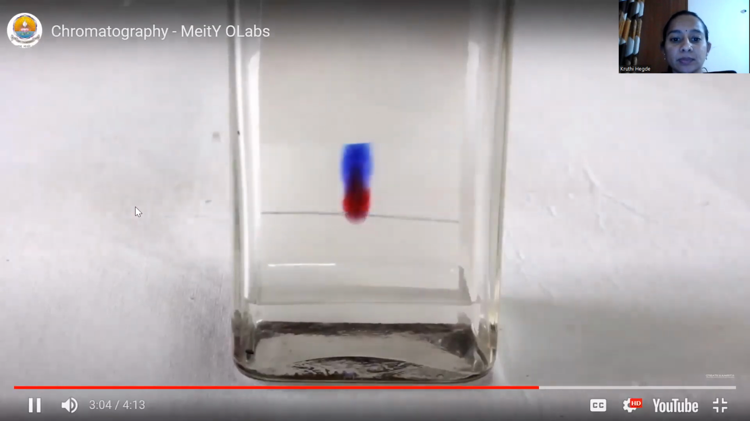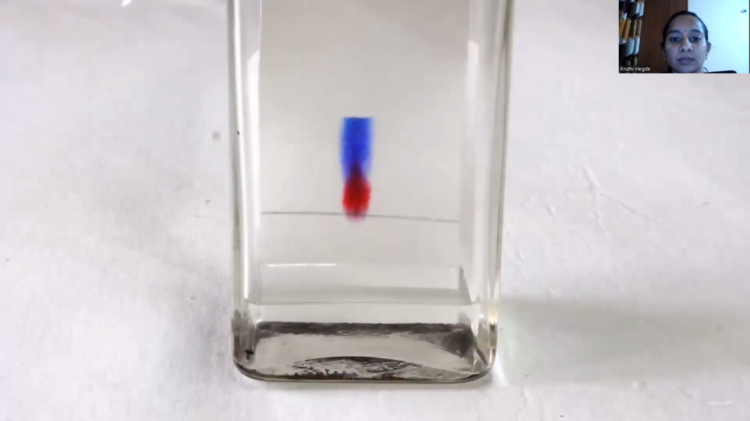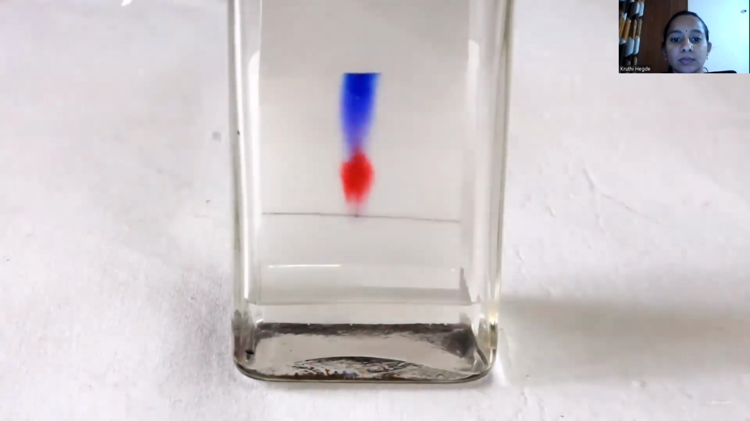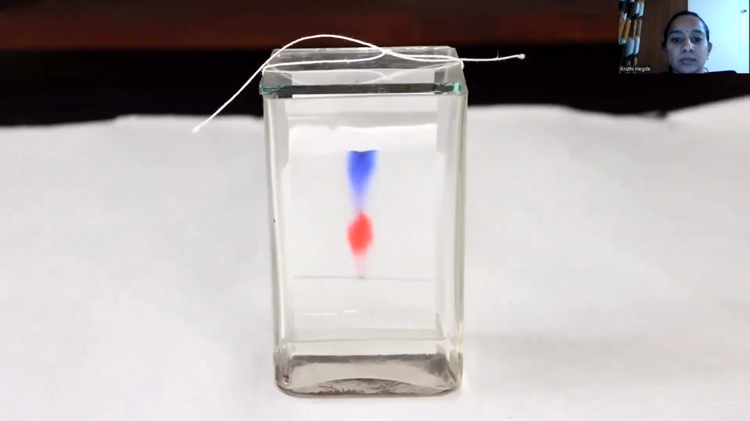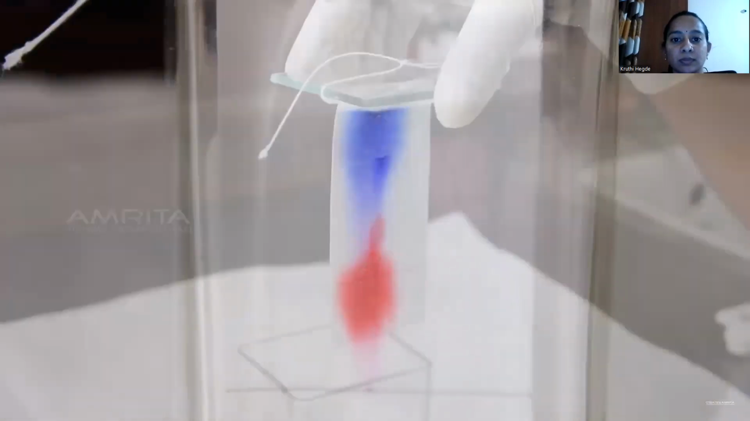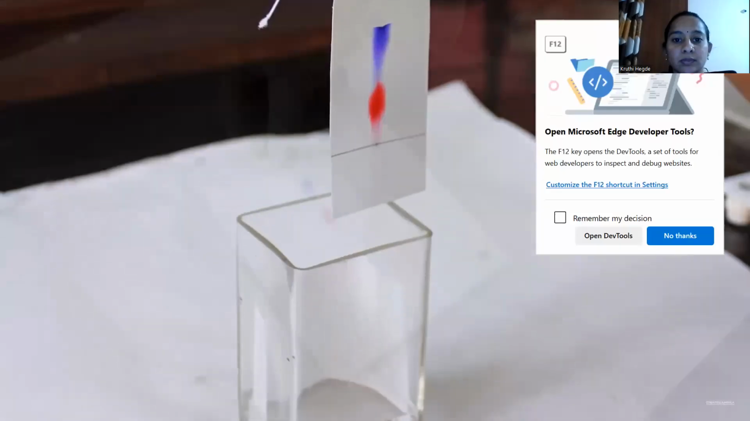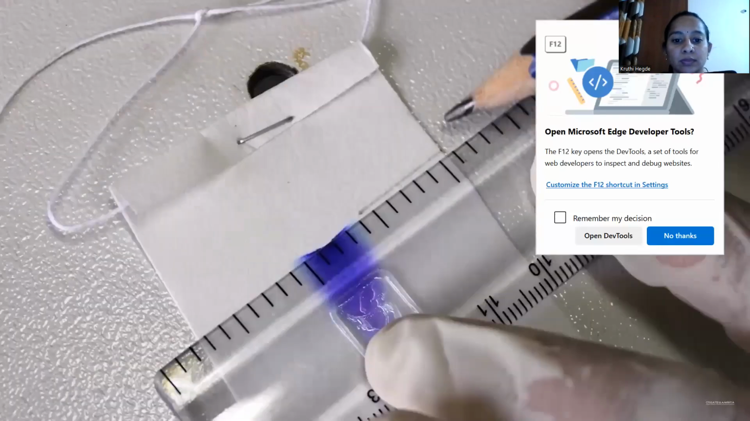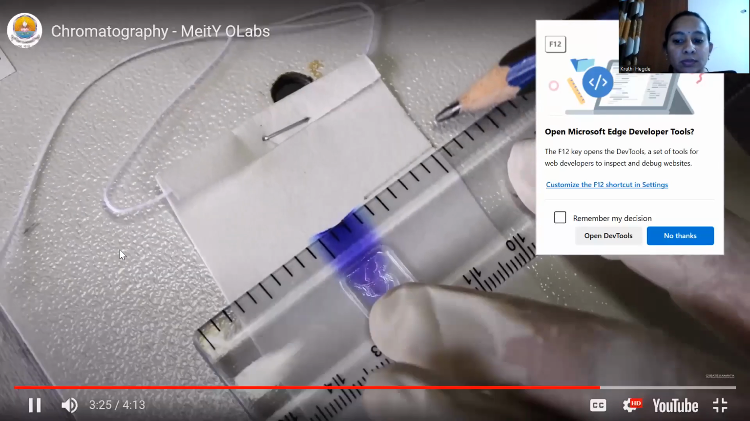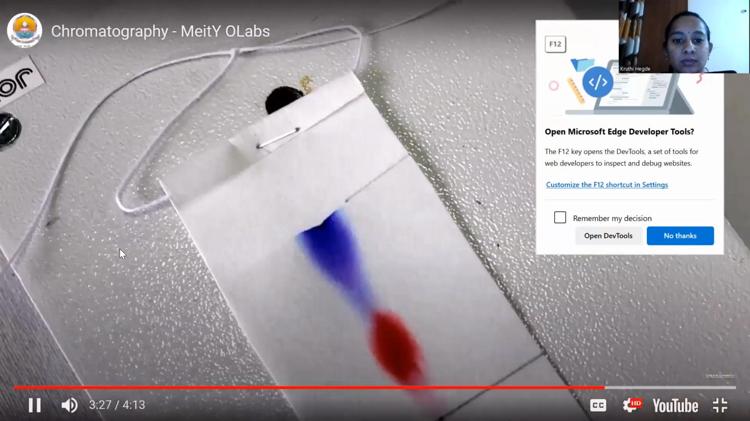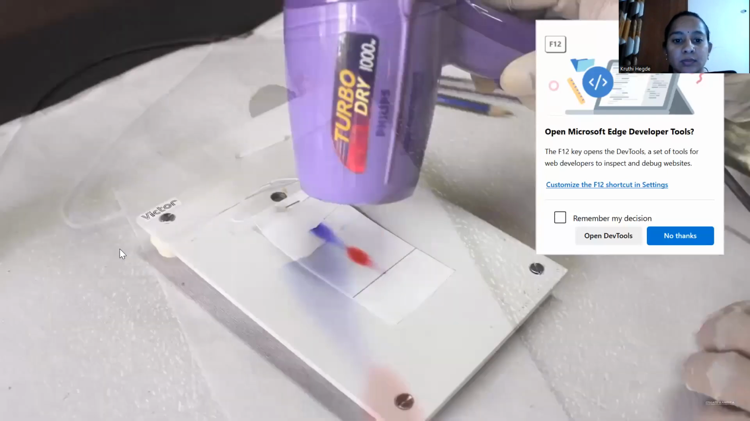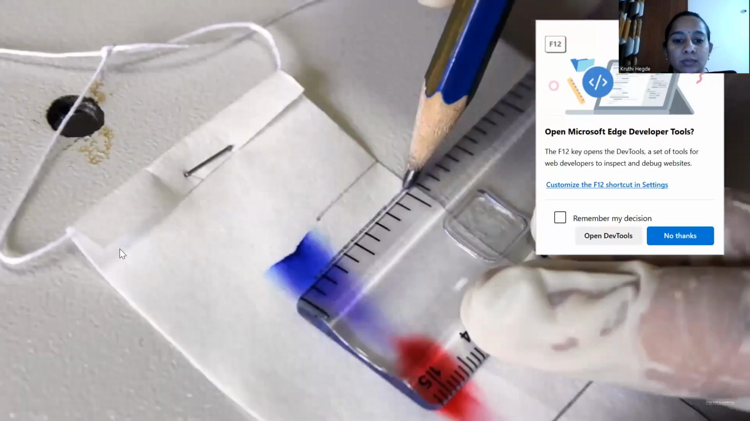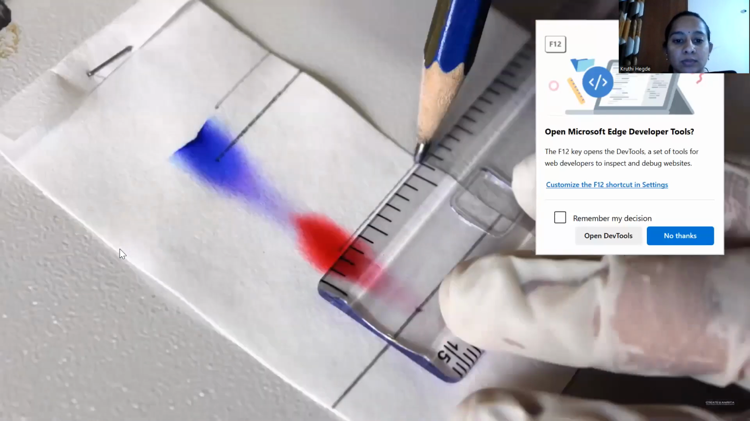Notice the rise in solvent along with the mixture of red and blue inks. When the solvent has risen, you will notice two different spots of blue and red colors on the filter paper. Take the filter paper out of the chamber and mark the distance that the solvent has risen on the paper with a pencil. This is called the solvent front. Dry the paper and put pencil marks in the center of the blue and red spots.